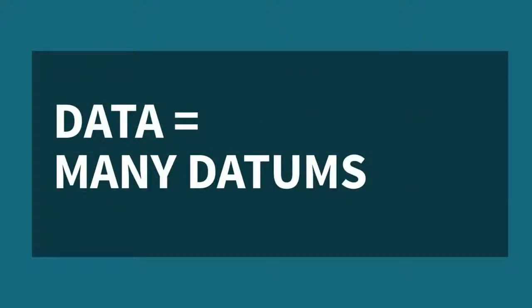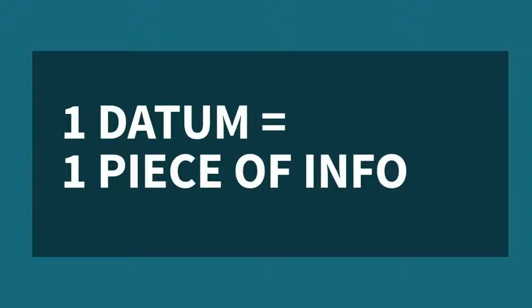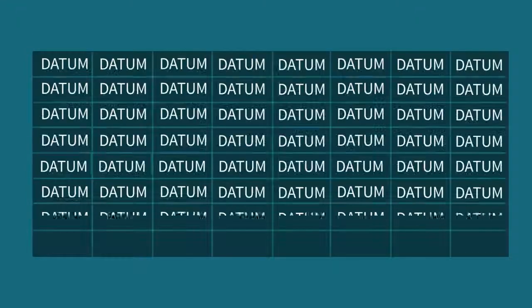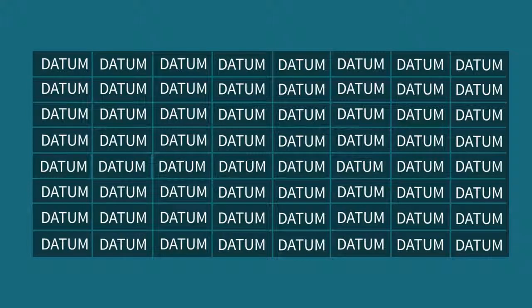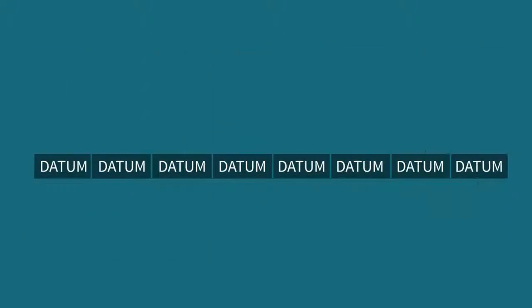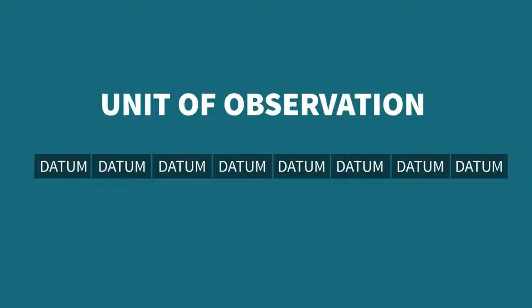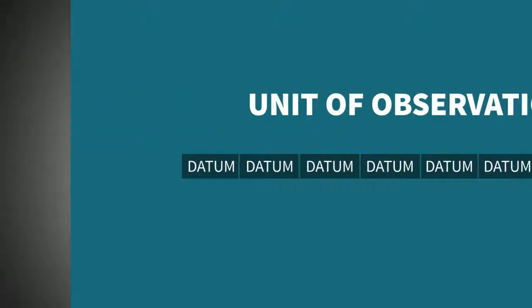To start, we have to remember that data is the plural form of datum. A datum is a singular piece of information about something. This means a dataset is a structured arrangement of datums. The something those bits of information are about is known as the unit of observation. The unit of observation is represented by a row in our dataset.